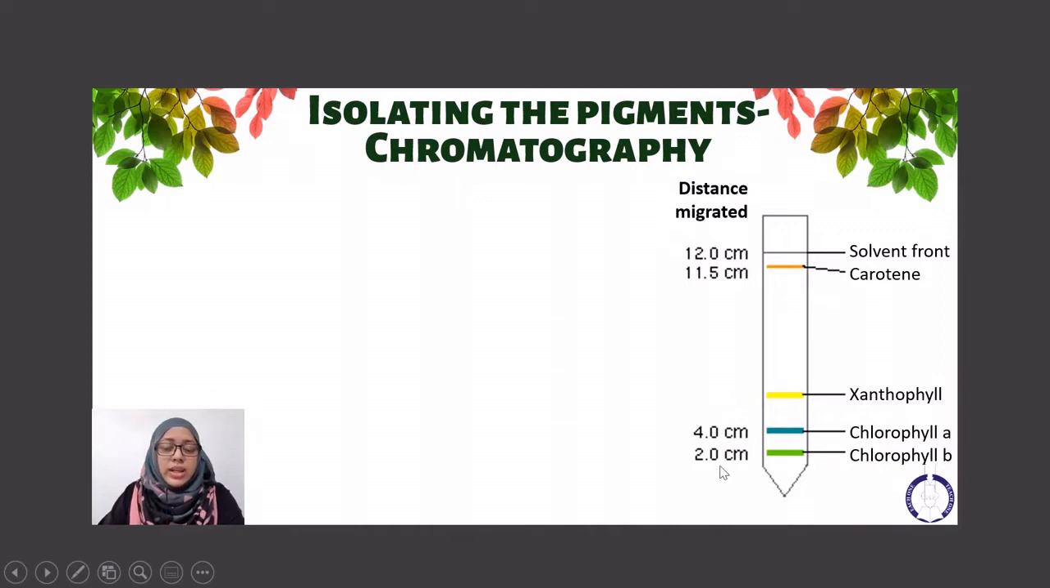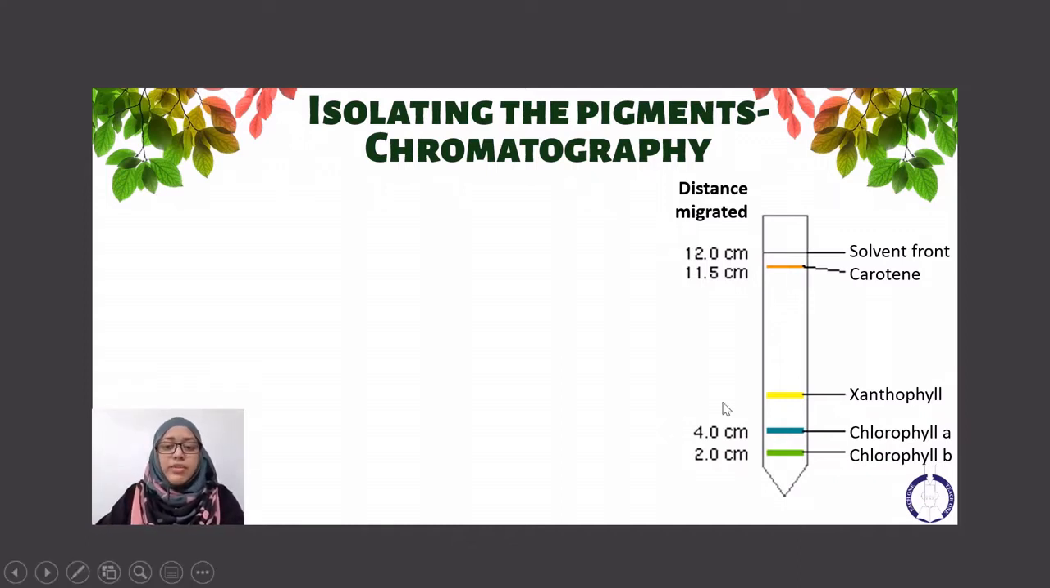And you can also tell from this particular example that because there were 4 different pigmented spots, 4 pigments seen here, this particular leaf that was used only had 4 different pigments in it.